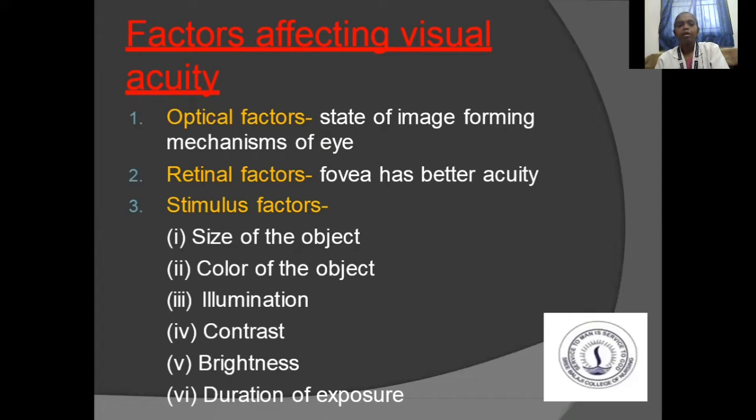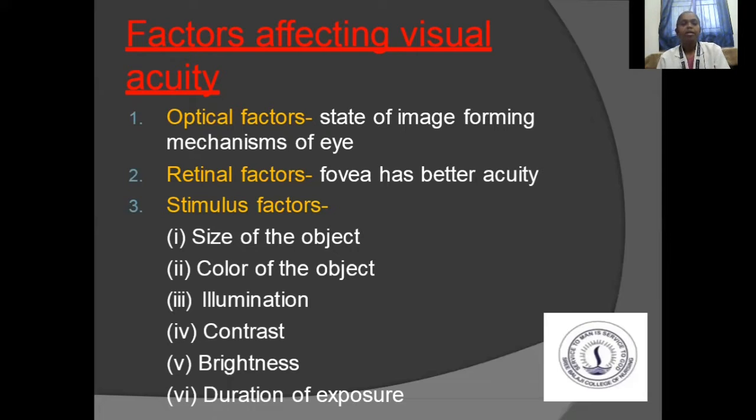Retina abnormality or any thickening, and they won't be able to visualize the image properly. Then the stimulus factors. Sometimes if the object is so small, or the color is so transparent or very bright, it may create some difficulty in perceiving the object. So we'll see the stimulus factors one by one.